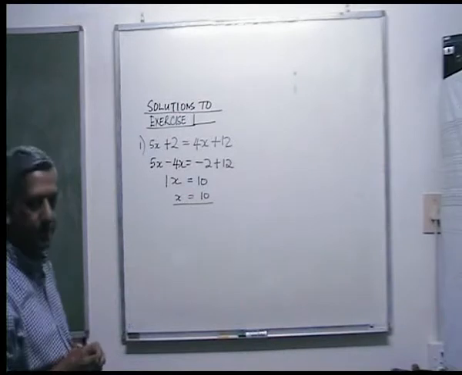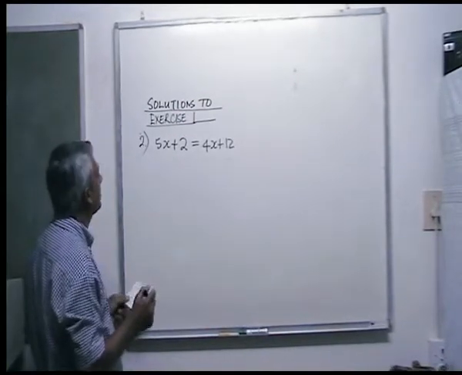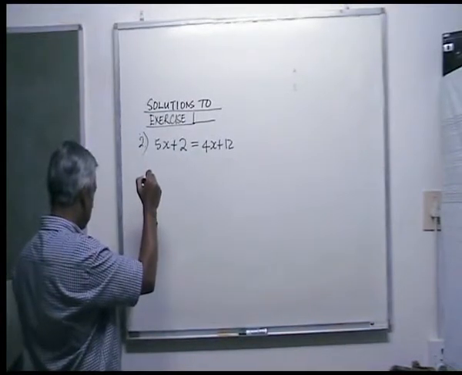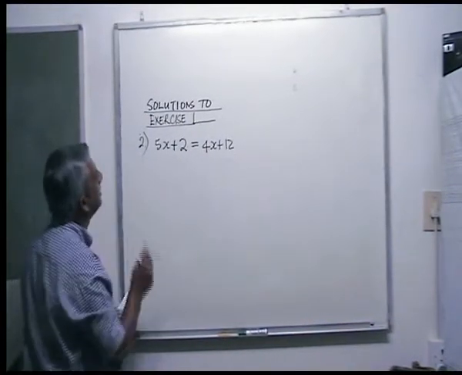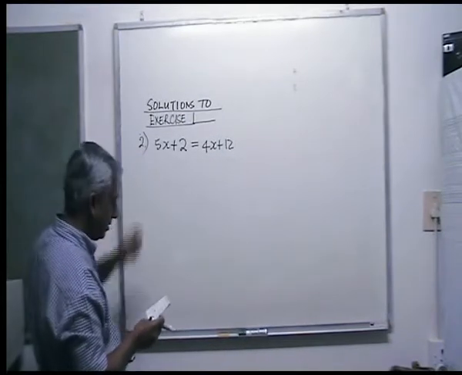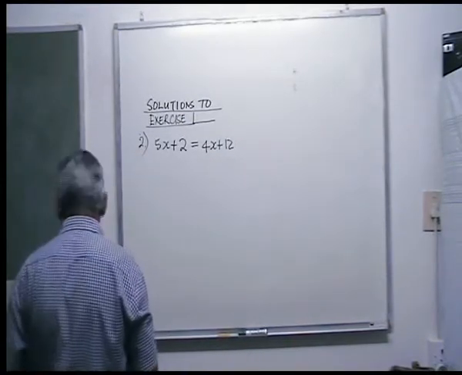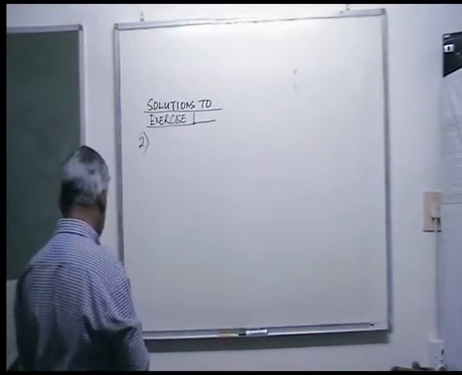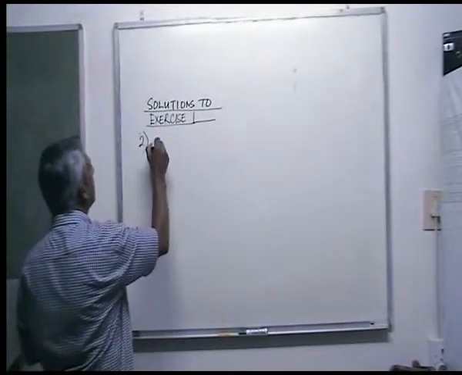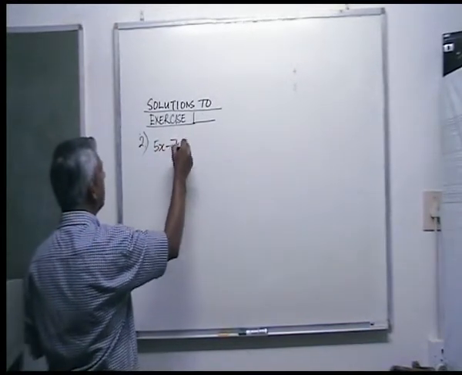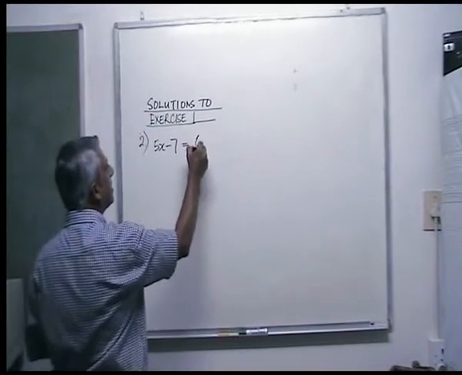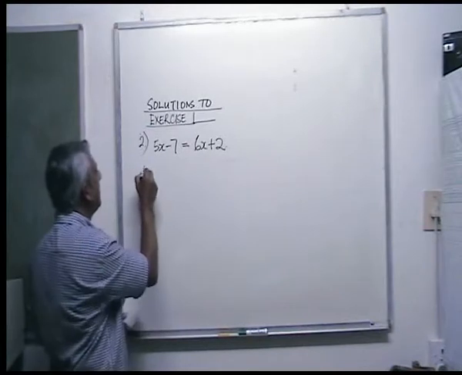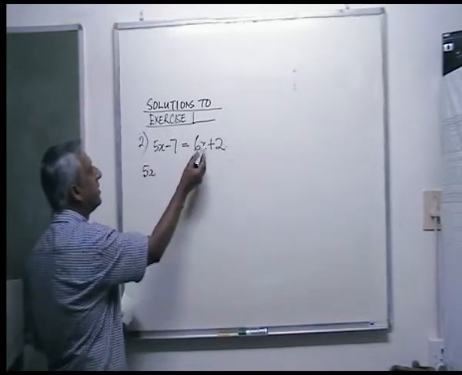That was number 1. 5x plus 2 is equal to 4x plus 12. We're now doing number 2. No, sorry, this is number 1. I have to do number 2. So number 2 is 5x minus 7 is equal to 6x plus 2.